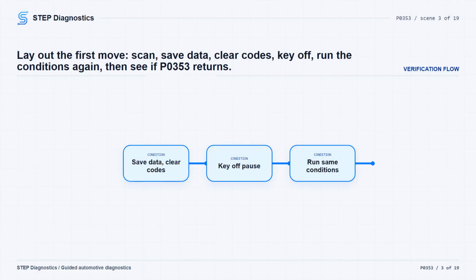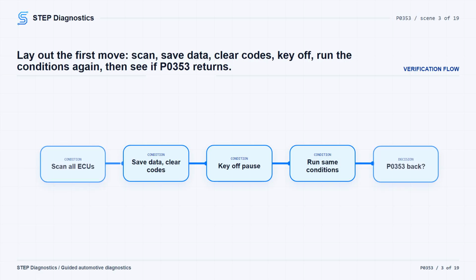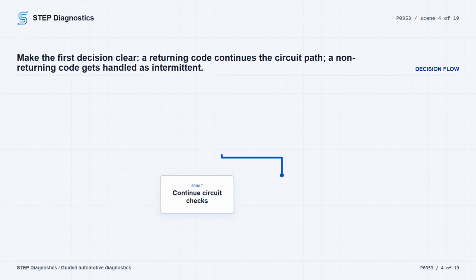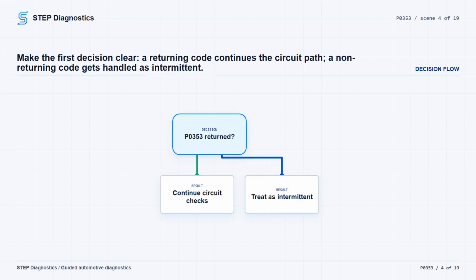First, scan every electronic control unit, record the codes, save the scan report and related recorded data, then clear the codes. Turn the ignition off for a minimum of 0 seconds, turn it back on, and operate the vehicle under the same kind of conditions that set the fault. Then read the codes again. If P0353 comes right back, continue with the circuit diagnosis. If it does not return, handle it as an intermittent condition instead of forcing a hard fault test path.